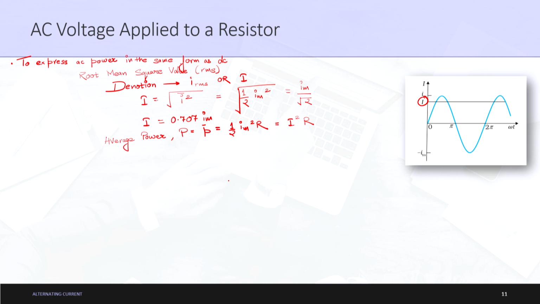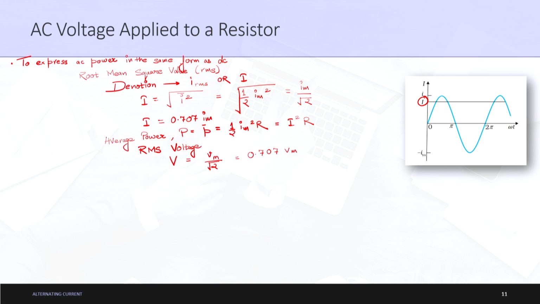Next, similarly, we define the RMS voltage or effective voltage. Let us now define RMS voltage also. The RMS voltage is denoted by capital V. This capital V is nothing but equal to Vm by root 2, which is again 0.707 Vm. This is how we define the RMS voltage.